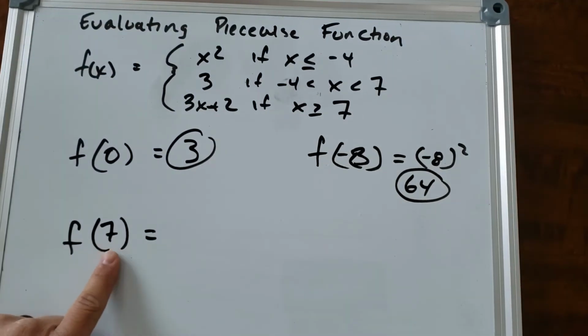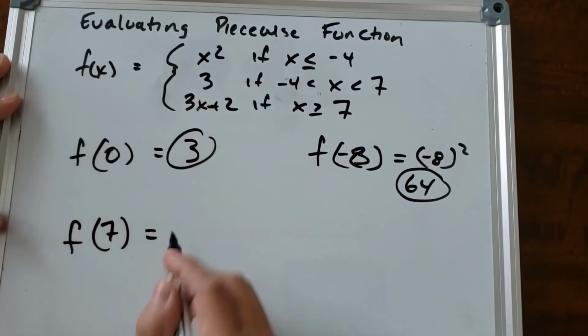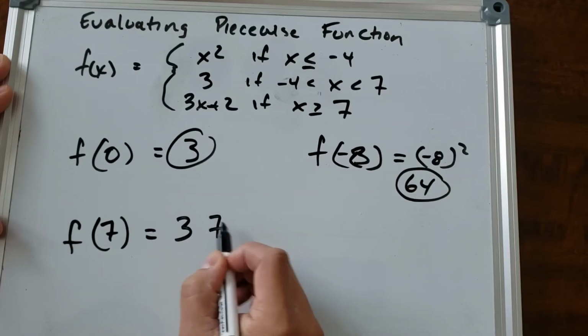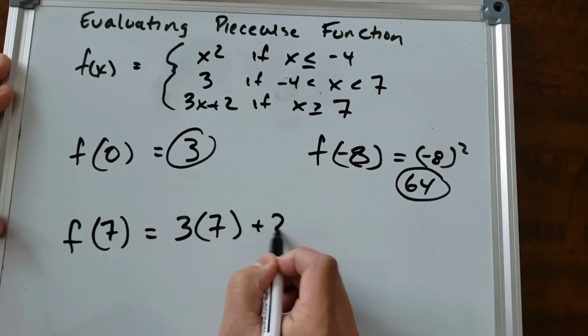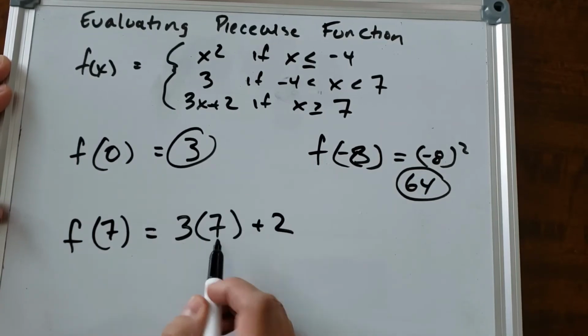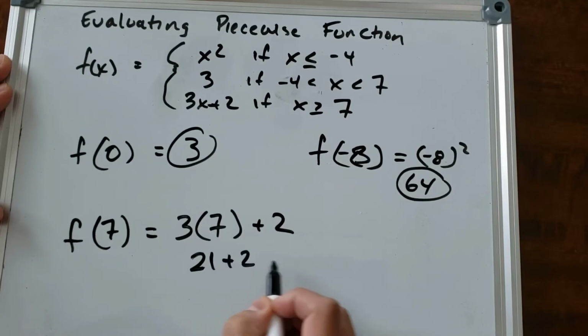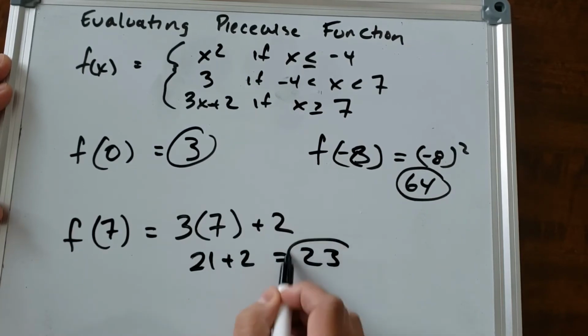And again, all I'm going to do is plug this x value into my function. So I'm going to go 3, plug in that 7 with parentheses, plus 2. And then I just solve this out. 3 times 7 is 21, plus 2 equals 23.